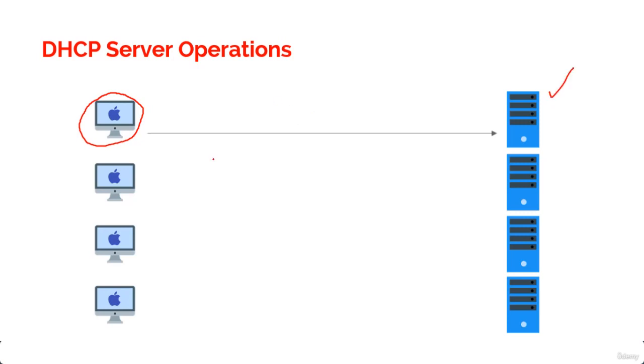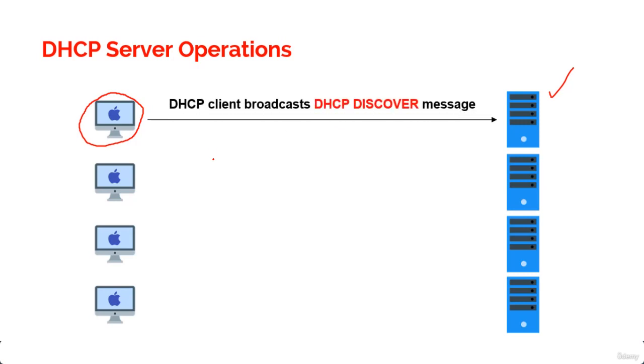Now, the first step is the DHCP client broadcasts the DHCP discover message, which means that the client or the host, in this case your machine, will ask the DHCP server for an IP address. Now, I want to tell you one thing. You would have a question in your mind: why would my PC need an IP address? I already have an IP address.